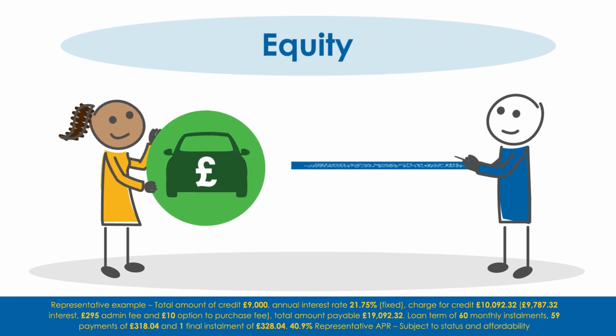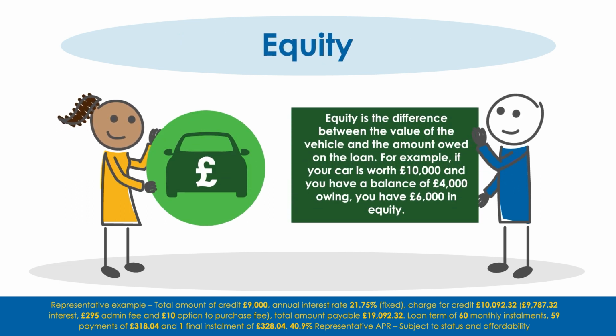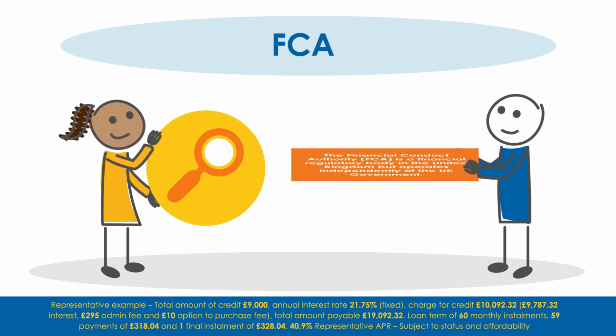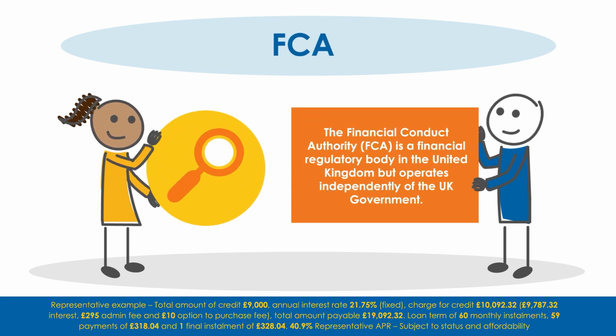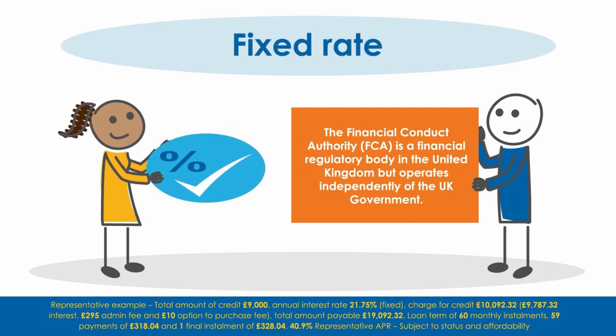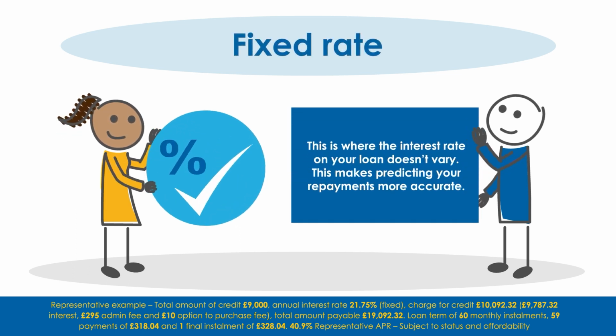Equity. Equity is the difference between the value of the vehicle and the amount owed on the loan. For example, if your car is worth £10,000 and you have a balance of £4,000 owing, you have £6,000 in equity. FCA. The Financial Conduct Authority is a financial regulatory body in the United Kingdom, but operates independently of the UK government. Fixed rate. This is where the interest rate on your loan doesn't vary. This makes predicting your repayments more accurate.